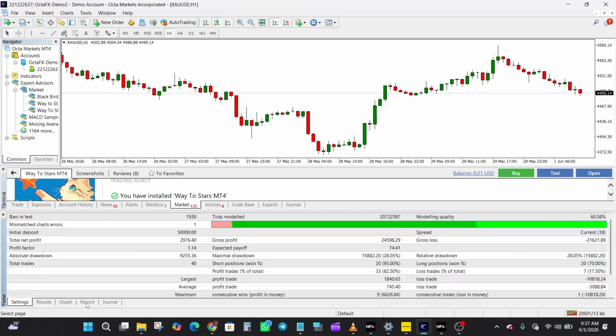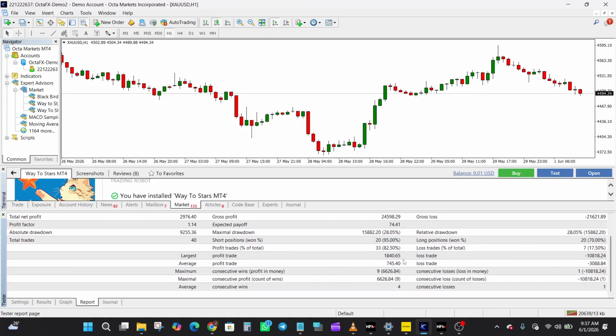And now heading over to the reports, we can see that, from an initial deposit of $50,000, the total net profit made was $2,976.4, and the total trades taken were 20 short positions with a 95% win rate, 20 long positions with 70% win rate. The largest profit was $1,840.65, and the largest loss was $10,818.24. Now the average profit was $745.4 and the average loss was $3,088.84.